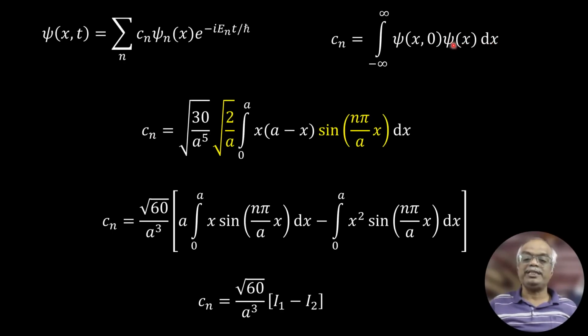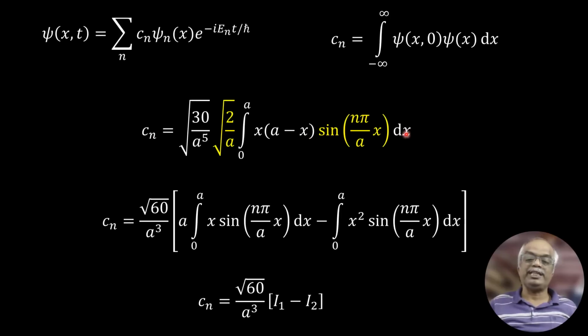This is nothing but, in Dirac notation, the inner product of the initial wave function and the total wave function psi n of x. This psi n of x, which I have given in the yellow color box, is square root of 2 by a sin n pi by a x. This is for the infinite square well potential. Then this initial wave function psi of x 0 is equal to square root of 30 divided by a to the power 5 times x into (a minus x).